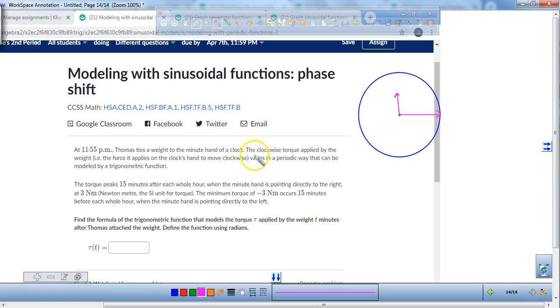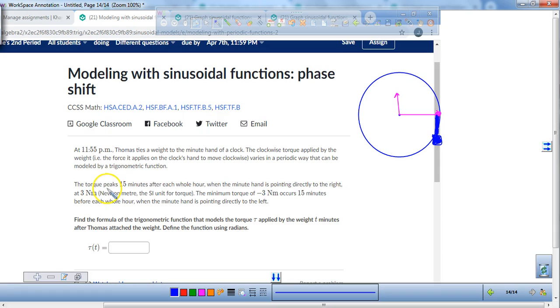And it says he ties a weight to the minute hand of a clock. So I'm just going to pretend like he ties a knot and puts a weight that's dangling right here. Let's pretend that's the weight that's tied to the minute hand. And then the minute hand goes all the way around. And it says the clockwise torque applied by the weight varies in a periodic way that can be modeled by a function.